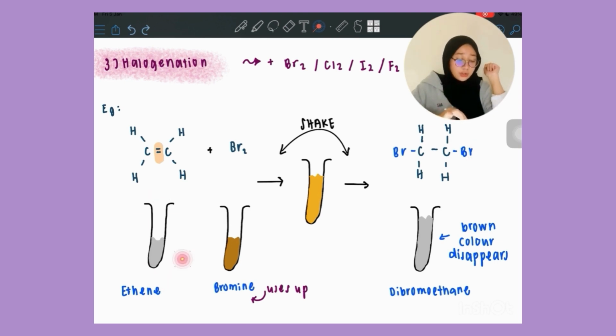As for the color, we know that ethene is colorless and bromine is brown. So when we mix it together and we shake it, the brown color will disappear. So the product will become dibromoethane.